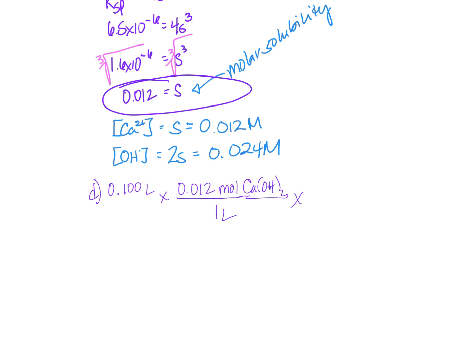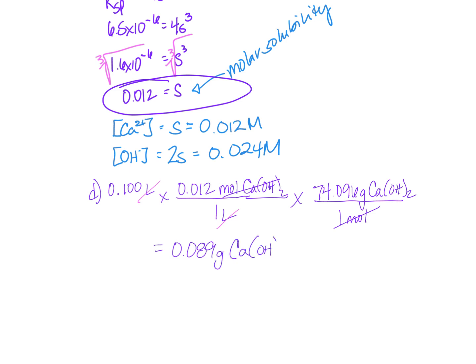And then this question asks for grams. So we're in moles right now. How do we get from moles to grams? We would need a molar mass. So use your periodic table and find the molar mass of Ca(OH)2. That's 74.096 grams of Ca(OH)2 in 1 mole. So now my moles cancel, and my answer here is 0.089 grams of calcium hydroxide.